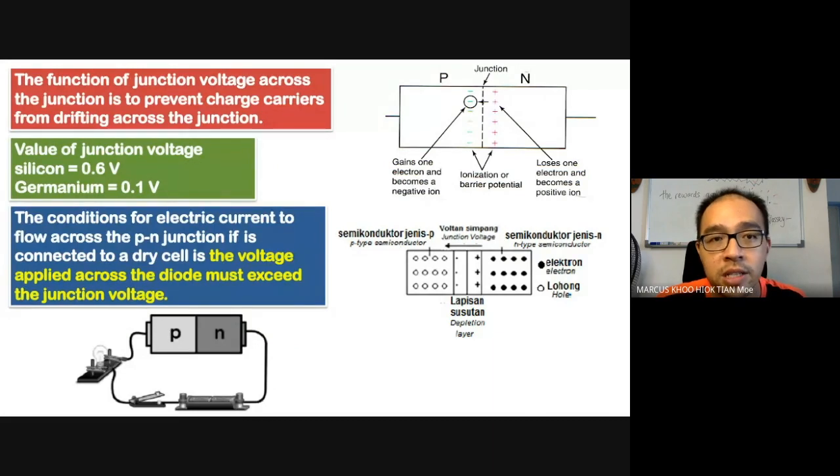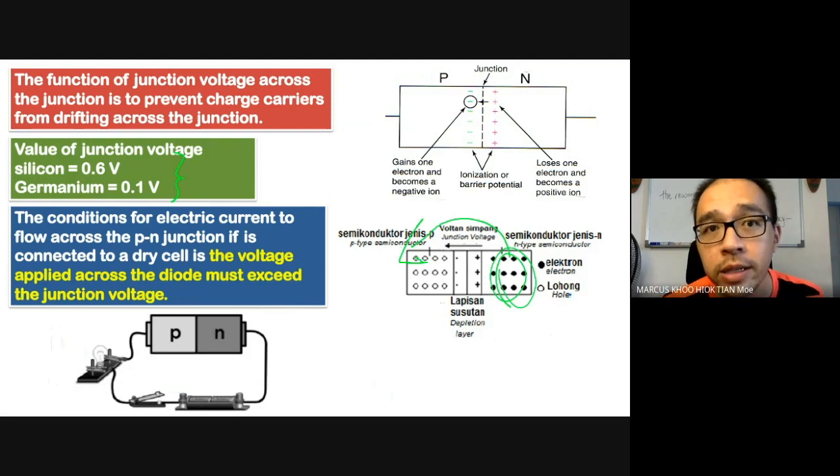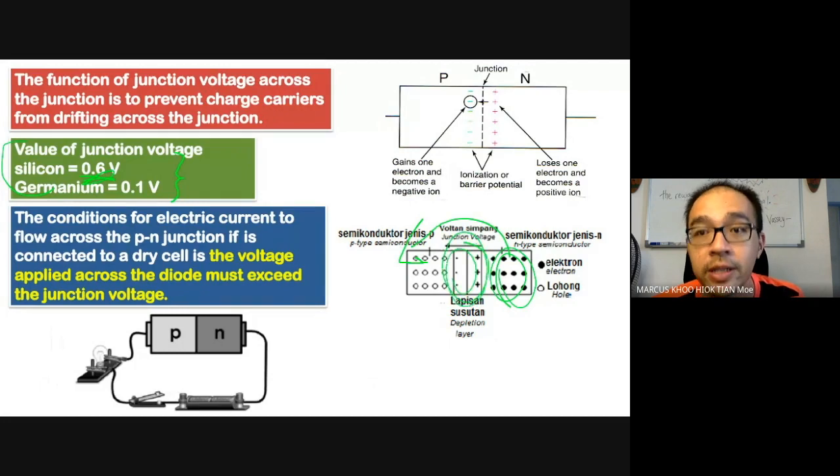So the function of the junction voltage is to prevent the charge carriers from drifting across the junction. It is the minimum amount of voltage that you need to provide so that these electrons can cross over to the other side. So different materials have different junction voltages. Silicon diodes usually 0.6, sedikit saja voltage, and then they can cross over. Why they cannot cross over is because of this depletion layer lah. And why the depletion layer is because of, okay, saya banyak kali sudah ulang.